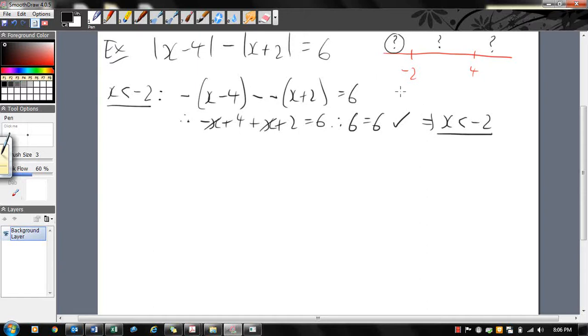Always. Cool. So it doesn't matter what the value of x is, that will be true. Let's have a look at what happens in the middle region here. Okay, so let's have a look. If x is less than 4, but greater or equal to negative 2. Let's have a look at what happens.